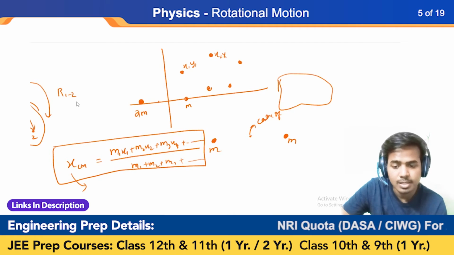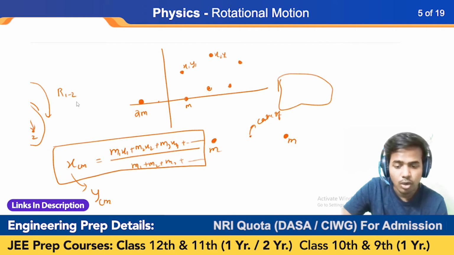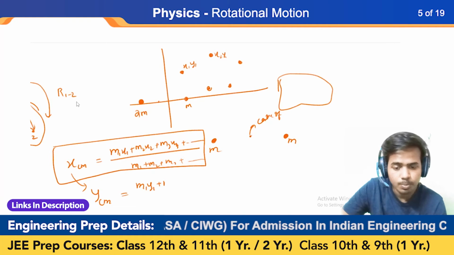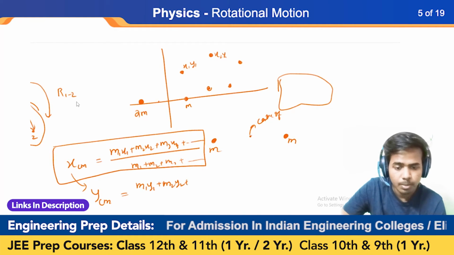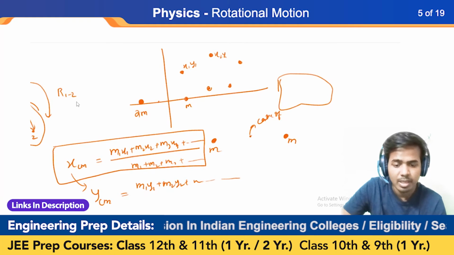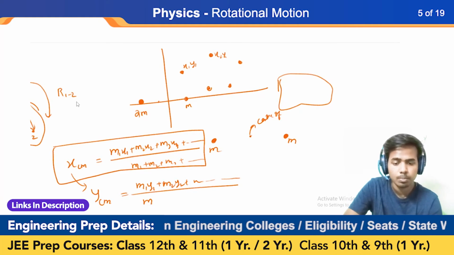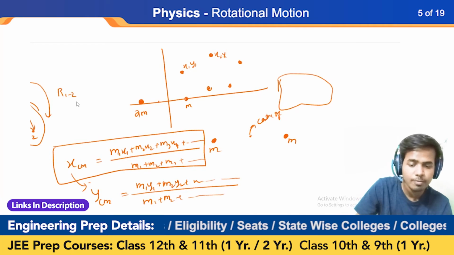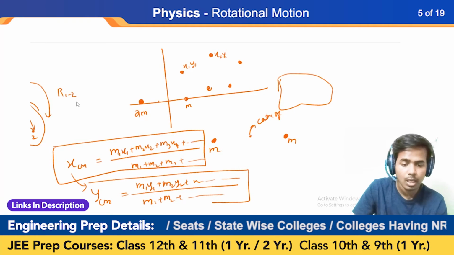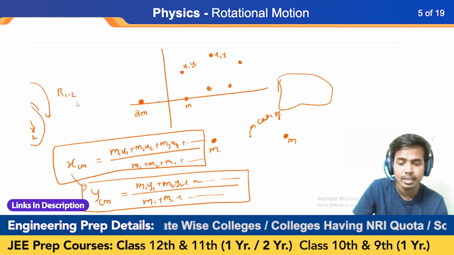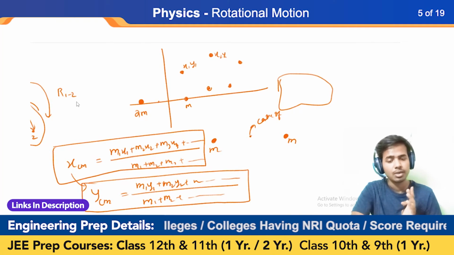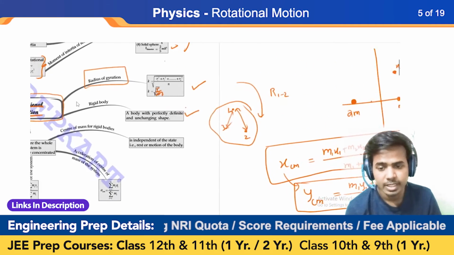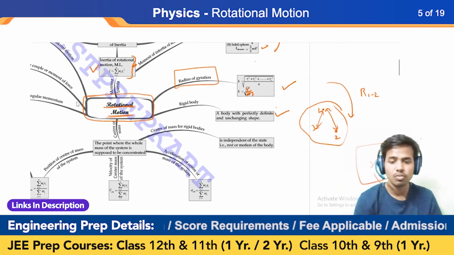If you want to find the y coordinate, you just have to plug in the same things: m1 y1 plus m2 y2 plus m3 y3, in the same manner till the last point, divided by m1 plus m2 plus all the masses. This will give me the coordinate of the center of mass in the y direction. In the same manner you can do it for the z direction as well for 3D systems. So this was the center of mass.